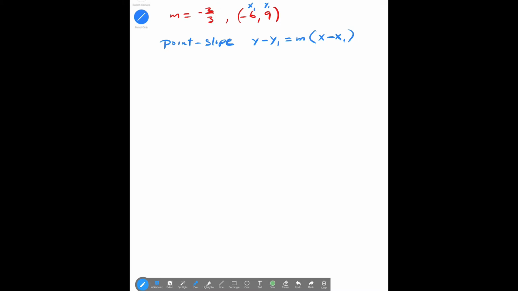So here is the answer for point slope form. Y minus 9 equals negative 2 over 3 times x minus a negative 6. And of course, minus a negative is a plus. So that right there is your point slope form. Whenever I'm asking for point slope form, I'm asking for that, and that's it. You are not solving for y or x.